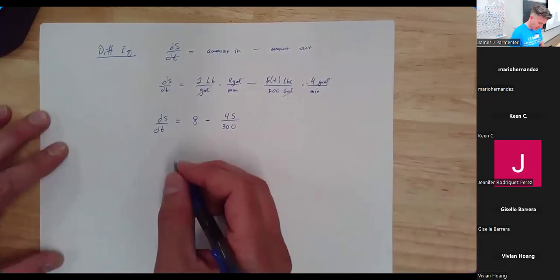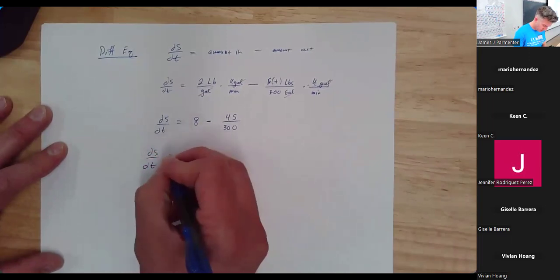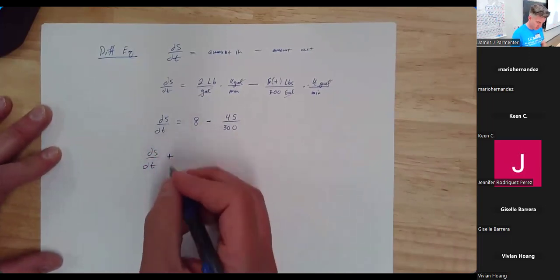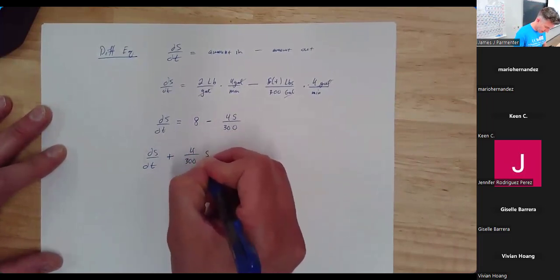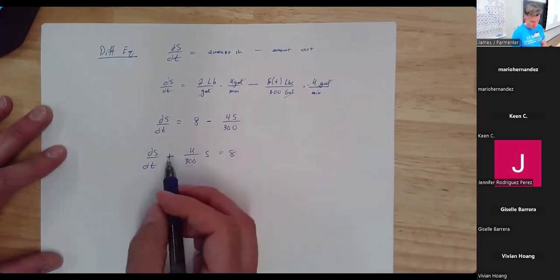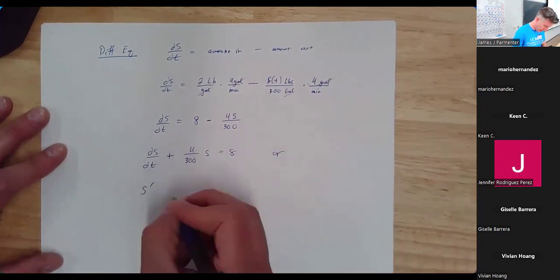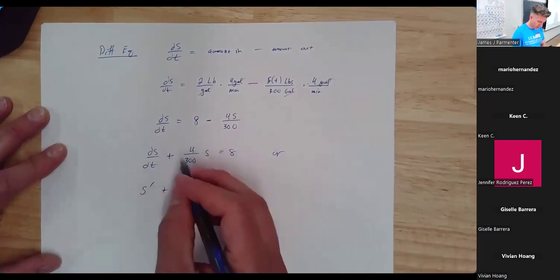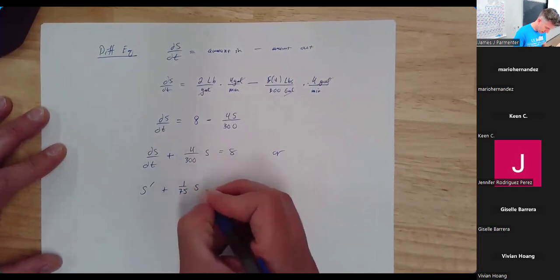So I'm going to rewrite this as dS/dT plus, and I missed this one time, so just be careful, 4 over 300 times S equals 8. Or if you prefer, you can write this as S prime. Or you can write S prime plus, I guess I should reduce that fraction, 4 over 300 is 1 over 75 times S equal to 8.